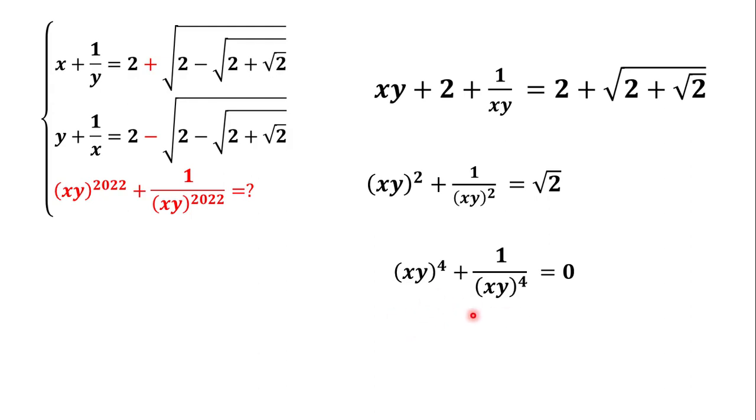If we multiply both sides of this equation by (xy) to the power of 4, we're going to get (xy) to the power of 8 plus 1 equals 0, or (xy) to the power of 8 equals minus 1. If we raise both sides of this equation to the power of 252, we're going to get ((xy) to the power 8) to the power of 252, that is equal to (xy) to the power of 2016, and minus 1 to the power of 252 equals 1.